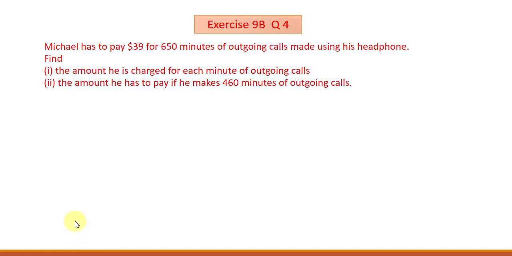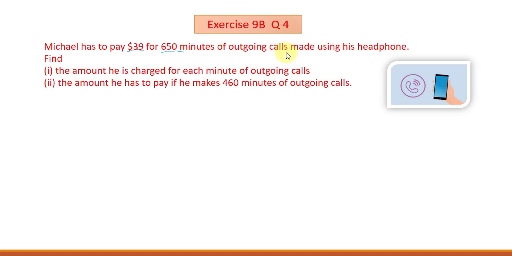Now we will do question number 4. Michael has to pay $39 for 650 minutes of outgoing calls made using his telephone. In part 1, we have to find the amount he is charged for each minute of outgoing calls, and in part 2, we have to find the amount he has to pay if he makes 460 minutes of outgoing calls. So let's start our solution.